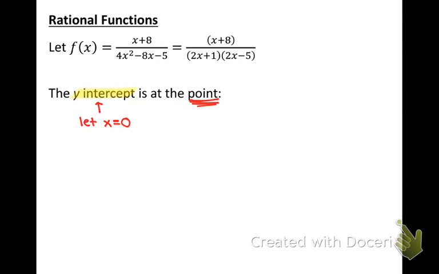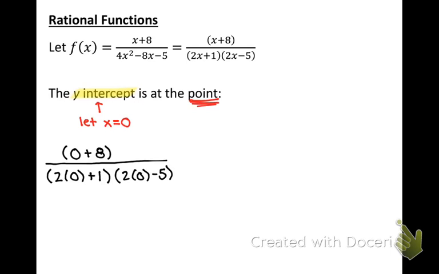All right, so let's see what we get. We get 0 plus 8 over 2 times 0 plus 1 times 2 times 0 minus 5. Now, I went ahead and plugged into the factored version of this rational function. Really, you could plug into either version. We're going to get the same result. Typically, though, using that factored version is just going to be a little bit easier. So 0 plus 8 in my numerator is going to leave me with an 8.